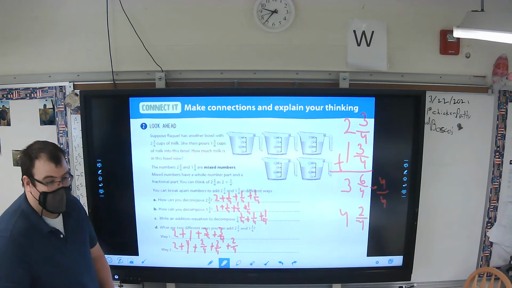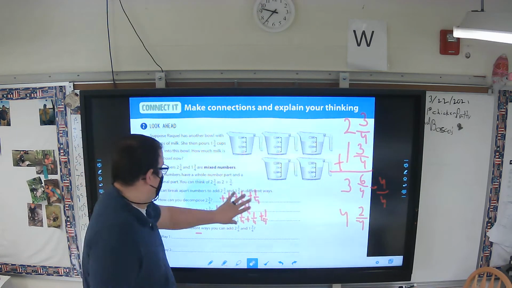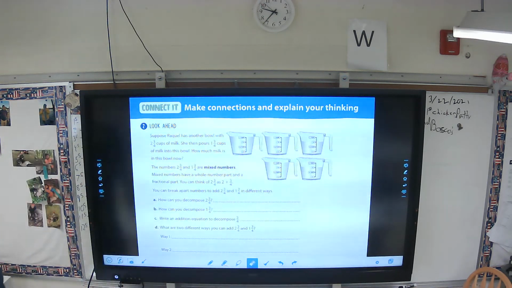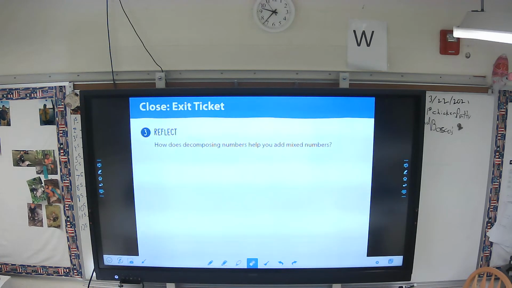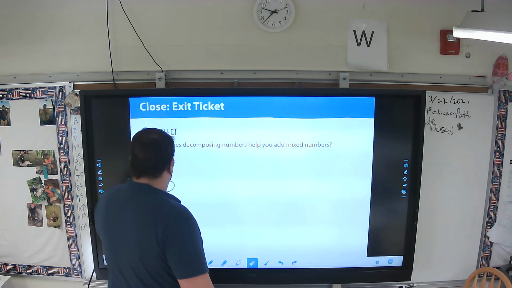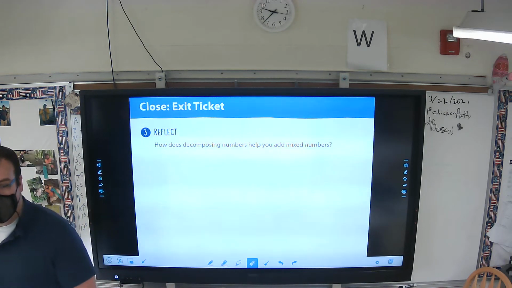Any questions? Alright, let's go on to the next one. How does decomposing fractions help you add mixed numbers? Isn't it breaking up the numbers to help you add them? It breaks them up so you have easier things to add.